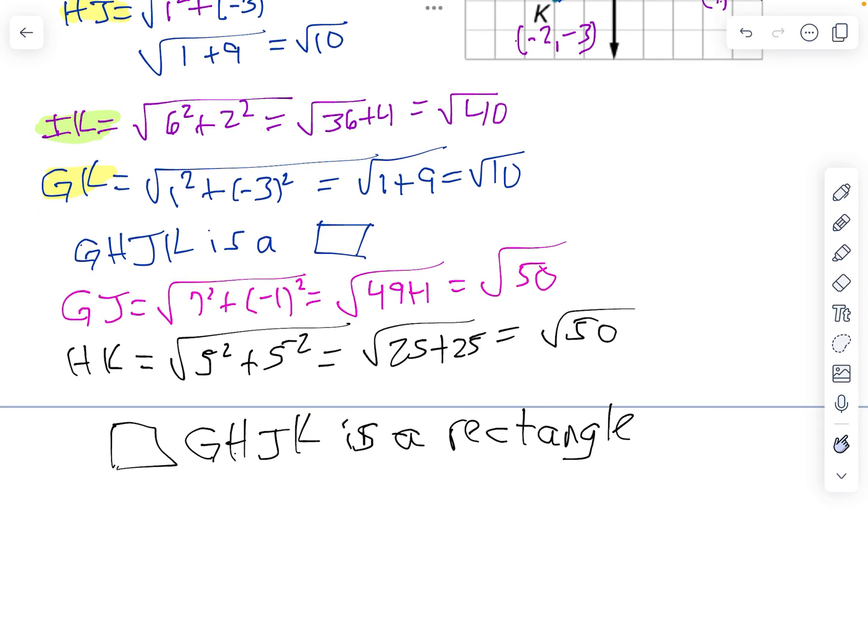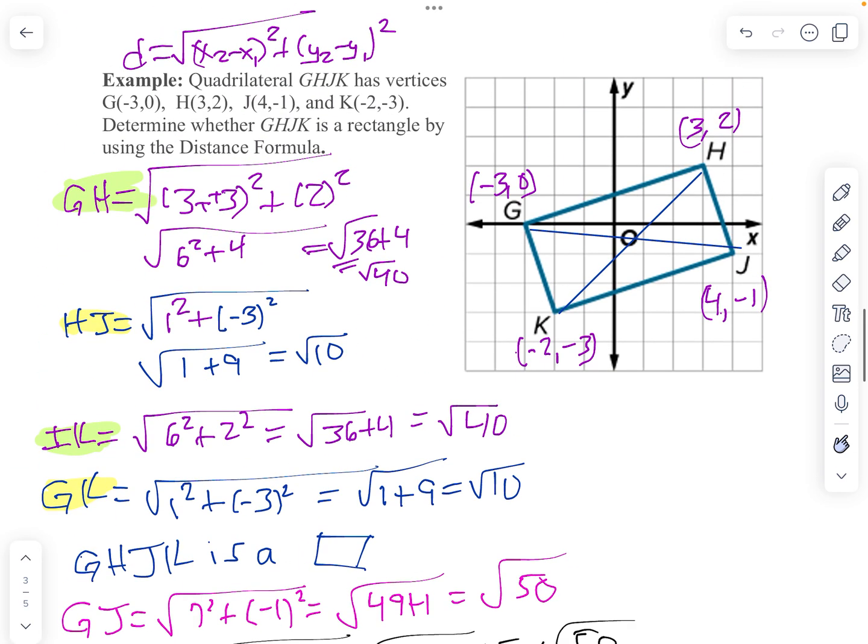Sometimes you might want to use slope because you can show a rectangle. A parallelogram is a rectangle by using slope because if you know the slopes are opposite reciprocals, then it's a rectangle.